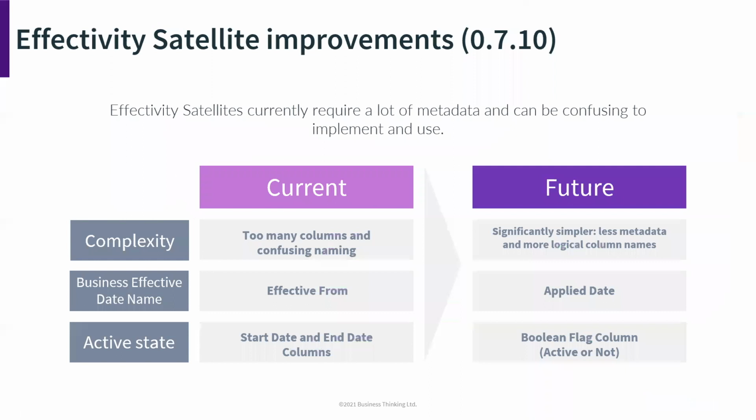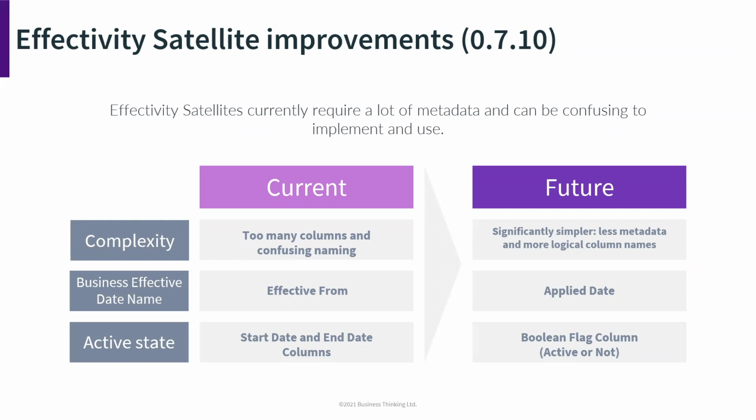So let's have a deeper dive into the effectivity satellite improvements for 0.7.10. They suffer from a similar issue as the multi-active satellites I mentioned earlier. There are too many columns in there. Some of the columns that are in there have confusing naming. So for example, effective from, we have had a lot of questions about what that exactly means. It's a business effective date. What does that exactly mean? Does effective from make sense? You might have a date in your business that has the word effective in it already. Effectivity might mean something else in your business.